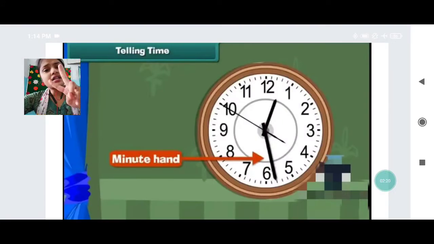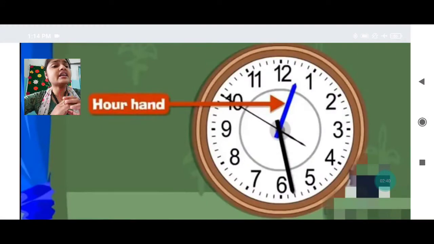There are 2 hands of the clock. Although there are 3 hands, there is a second hand also, but we see or read the time with the help of 2 main hands. That is the minute hand, which is the longer hand. The shorter hand is called the hour hand, my dear. And this is the hour hand. You can see the blue one. This hand is the hour hand, and that long one is the minute hand. So the longer hand is called the minute hand, the shorter hand is called the hour hand.